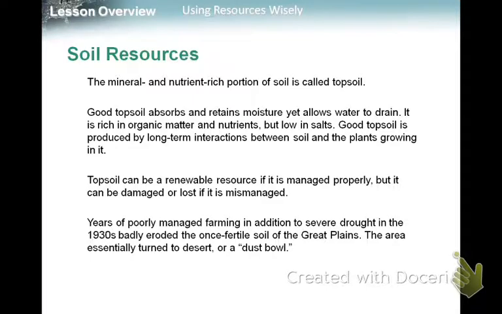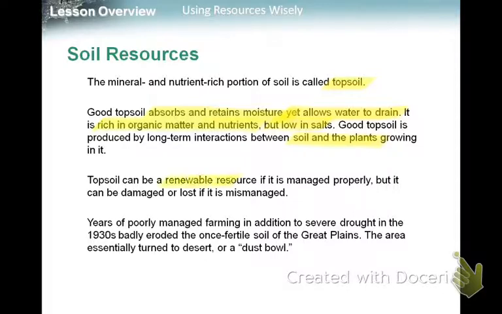First of all, let's look at soil. Topsoil is the mineral and nutrient-rich part of the soil, just like it sounds, on the top. It absorbs and retains moisture, but allows water to drain. It's rich in organic matter and nutrients, but low in salts. Good topsoil is produced by interactions between the soil and the plants growing in it.